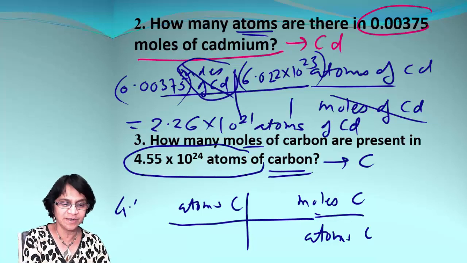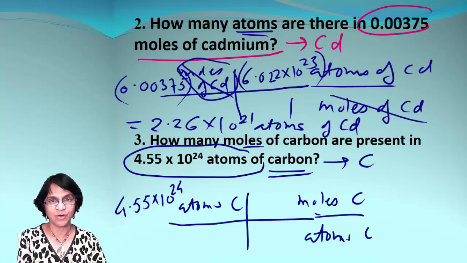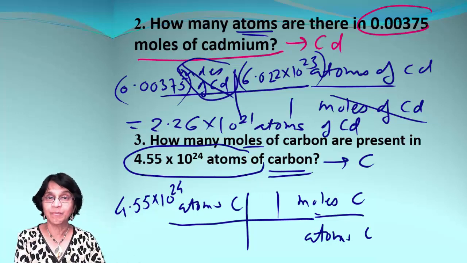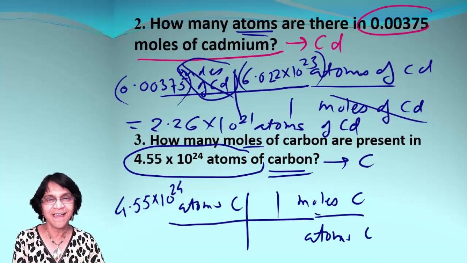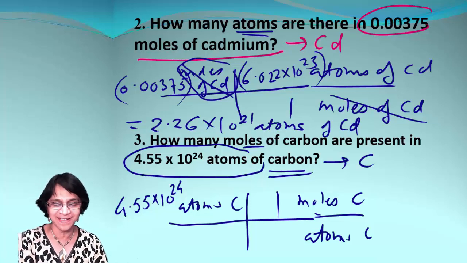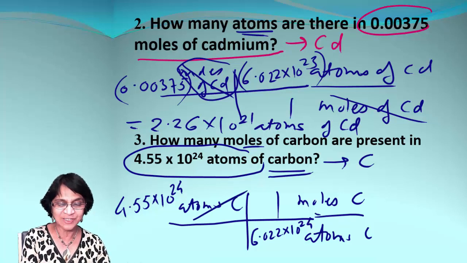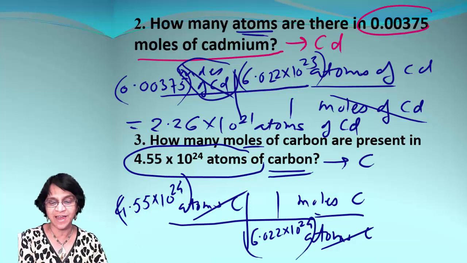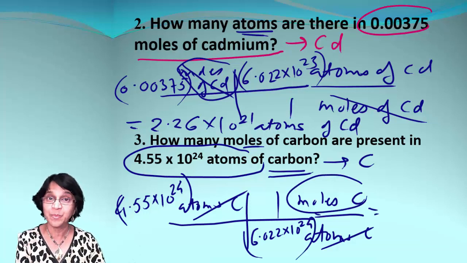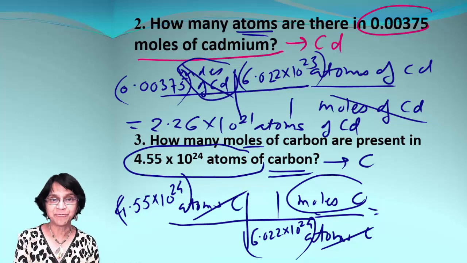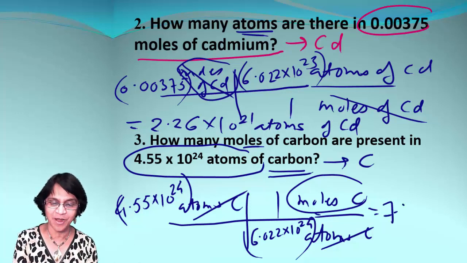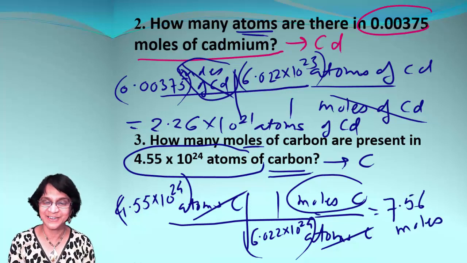I begin with the given, which is 4.55 times 10 to the 24, and over here remember mole is always going to be number 1, and when it's atoms of carbon, what do we write? It is that Avogadro's number, which I think you already memorized by this time. So atoms of carbon is crossed out, and now we have two numbers. We just divide, and your final unit is going to be moles of carbon. And then my final answer is 7.56. So there you go.